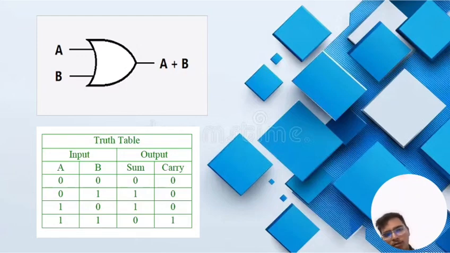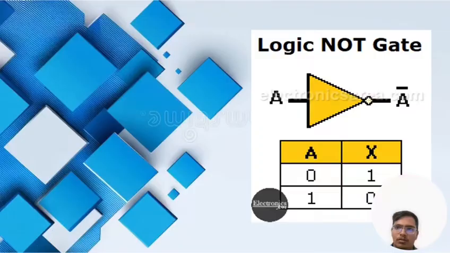We have to remember that when the two inputs are 1 and 1 in binary, the sum is 0 and the carry is 1. The third gate we have to discuss is the NOT gate. The NOT gate has only one input, and the output is the complement of the given binary number. If we give 0, we get the complement 1, and if we give 1, the complement is 0.